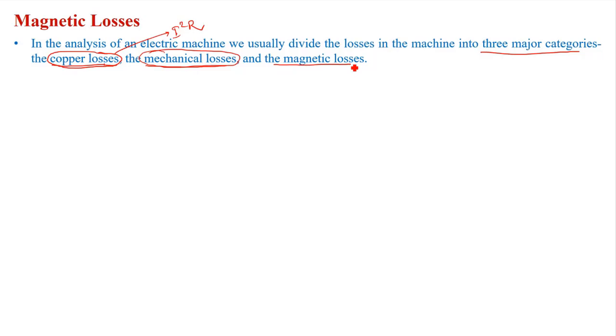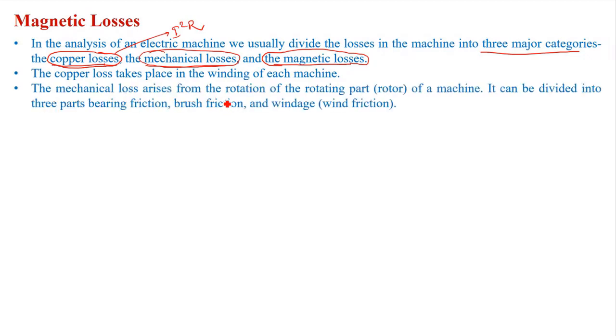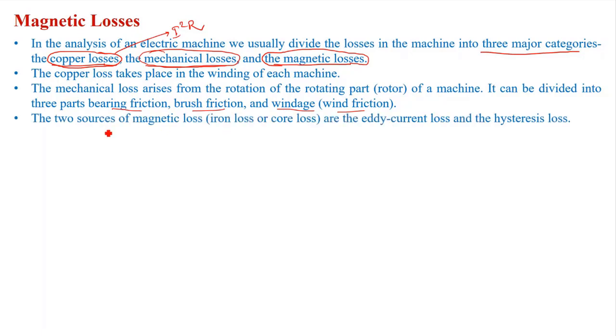Then what about the magnetic loss? In fact, this plays a very important role, and it has many components. This magnetic loss happens in the magnetic material. The copper loss takes place in the winding of the machine. The mechanical loss arises from the rotation of the rotating part of a machine. It can be divided into three parts: bearing friction, brush friction, and windage, which is because of the wind friction.